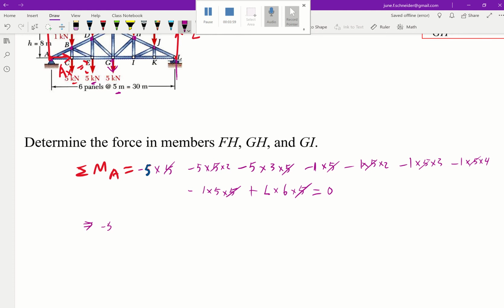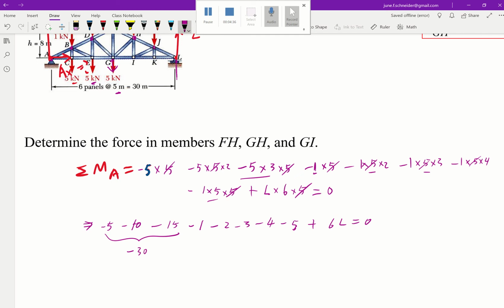So we have -5. The second is -5 times 2. I'm just going to write down the answers now. The third one is going to be 15. Then this one will be just -1. Next will be -2, -3, -4, -5, plus 6L, equal to 0. Then go ahead and we'll solve them all, right? So that together is going to be -30.